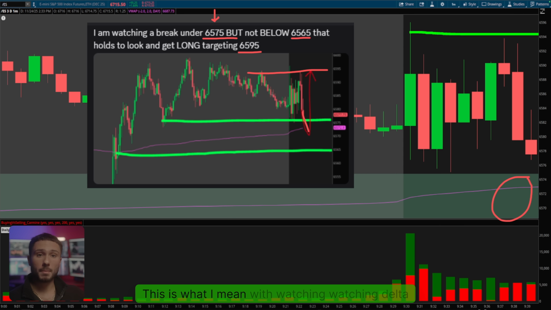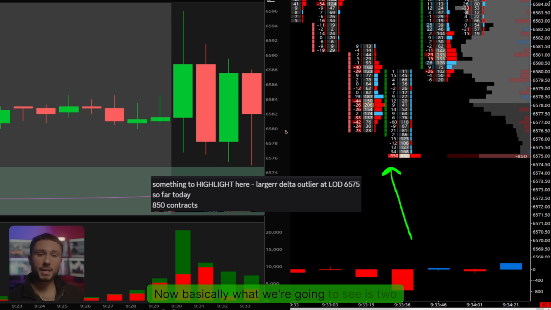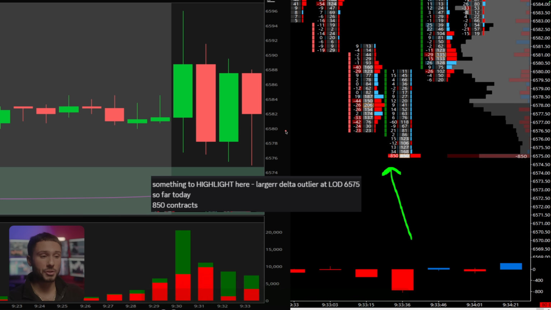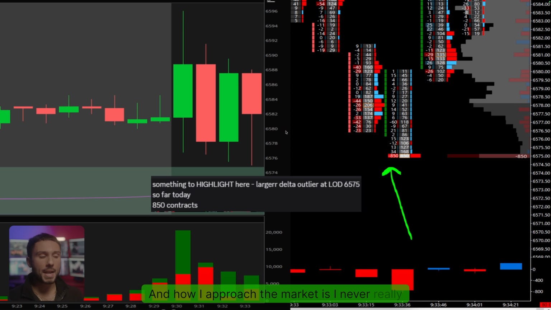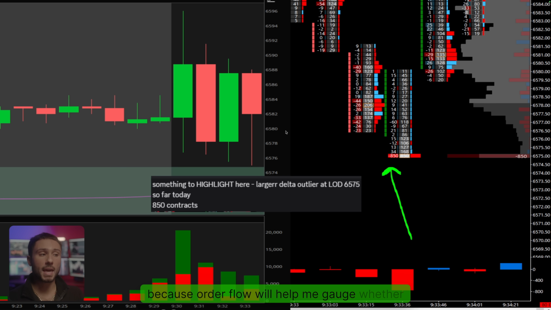This is what I mean with watching delta outliers. Basically, what we're going to see is two significant levels of interest. And how I approach the market is I never really know if the market's going to react. I never know how it's going to respond to specific activity. This is why I favor using order flow, because order flow will help me gauge whether buyers or sellers are active or present in the market.